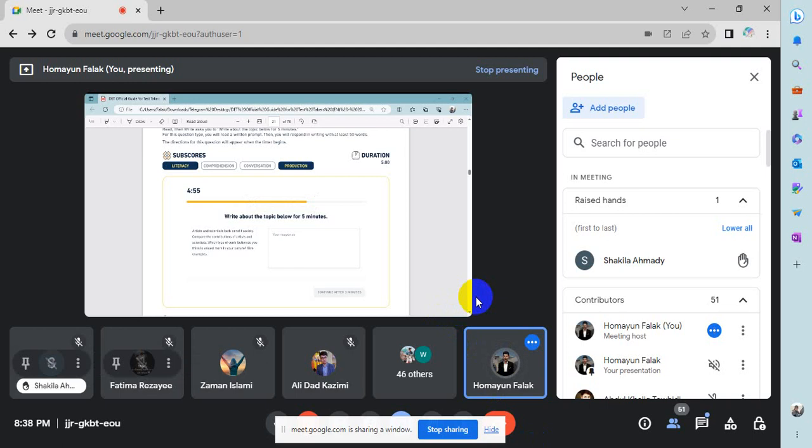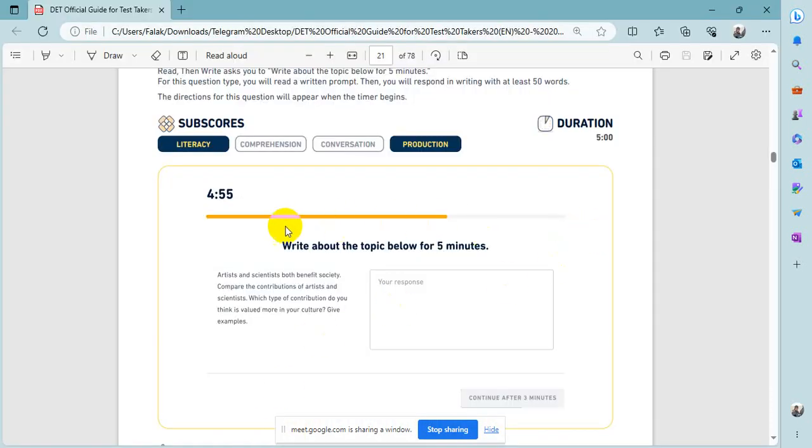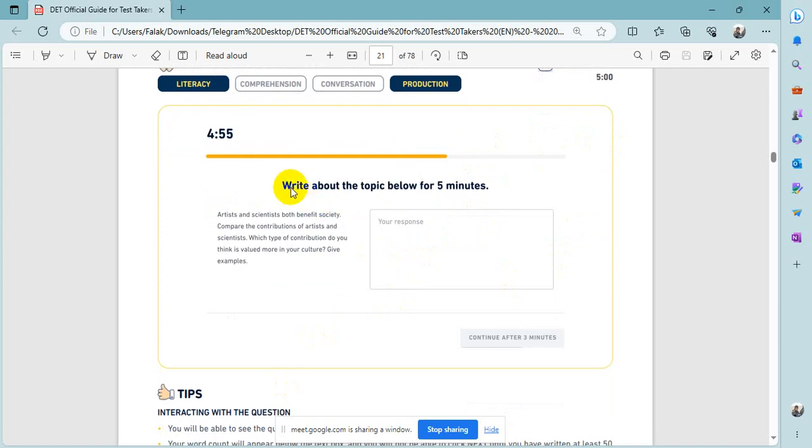For example, on the previous question type, you had around 20 seconds to prepare for speaking about that prompt. But for writing about this prompt, you don't have even 1 second to prepare. So directly when this question appears, the time counts down from 5 minutes. It means you don't have any extra time for thinking or outlining or anything else. You should directly start answering this question. So that's it. Here is the title. Write about the topic below for 5 minutes.